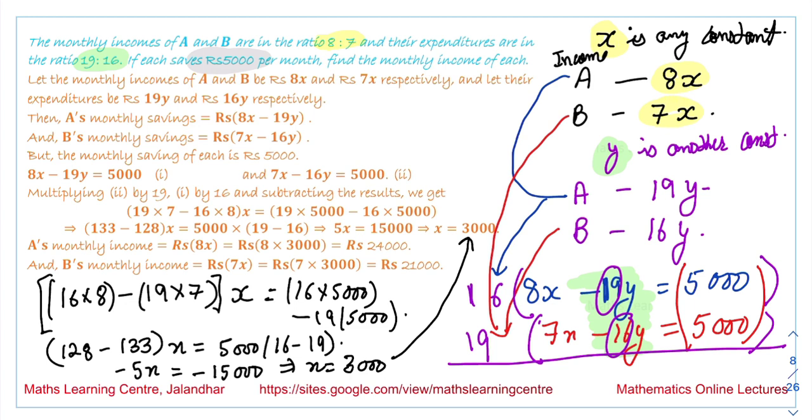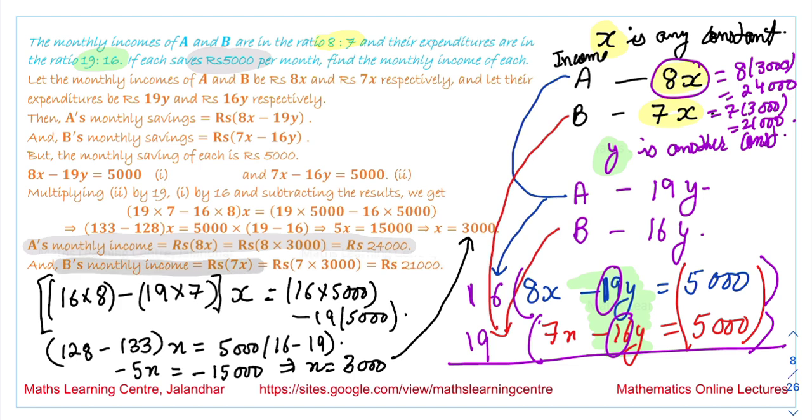Now what we get is that the income of A is 8x. It means it is equal to 8 into 3,000, that is equal to 24,000. And income of B is 7 into 3,000, so that is equal to 21,000. These values are given over here, that A's monthly income is 8x and B's monthly income is 7x. So these are the answers that we obtain.